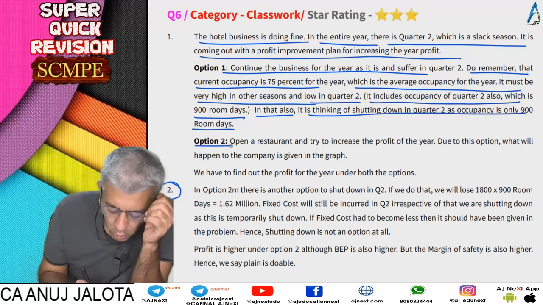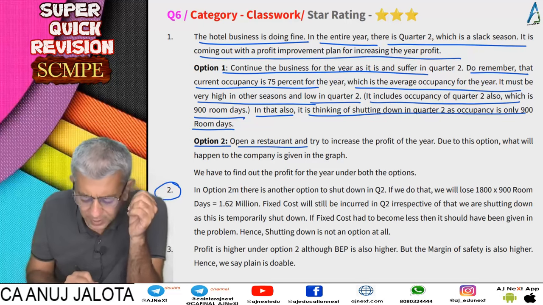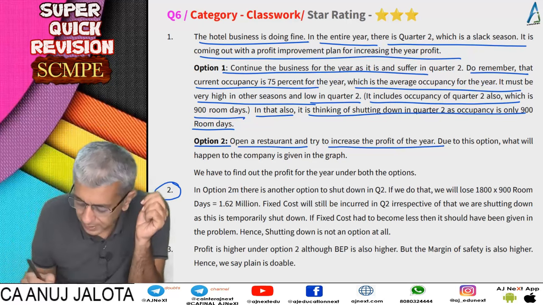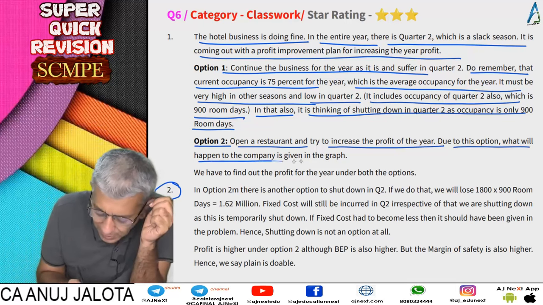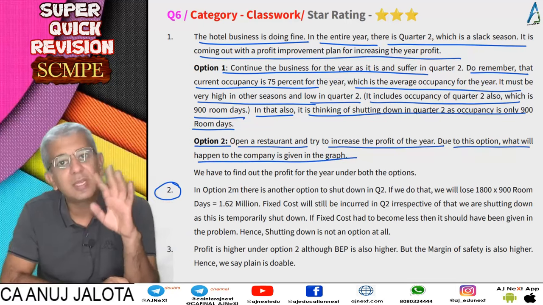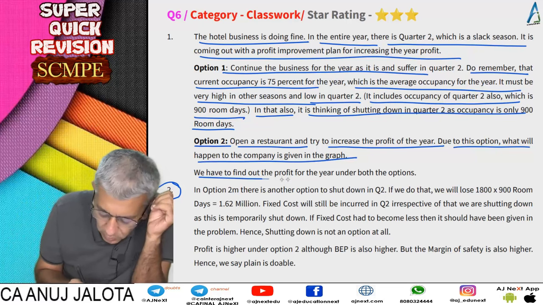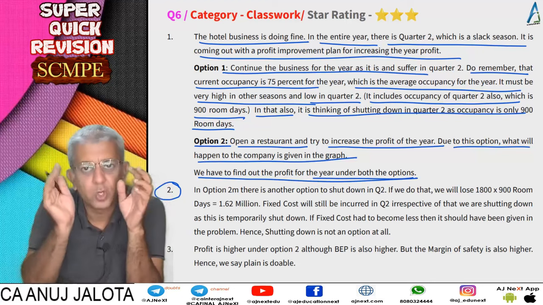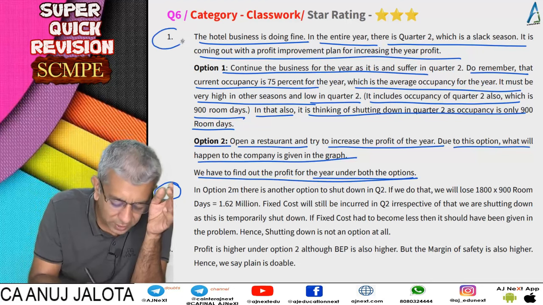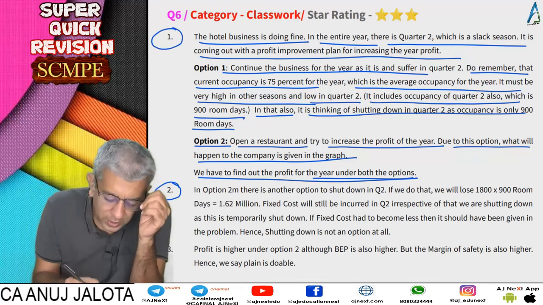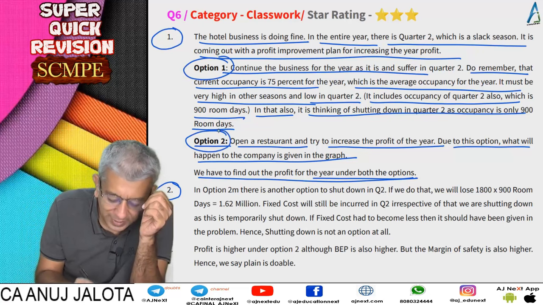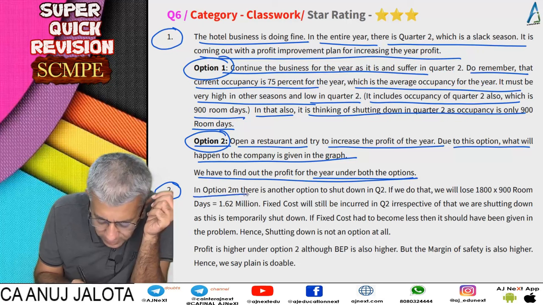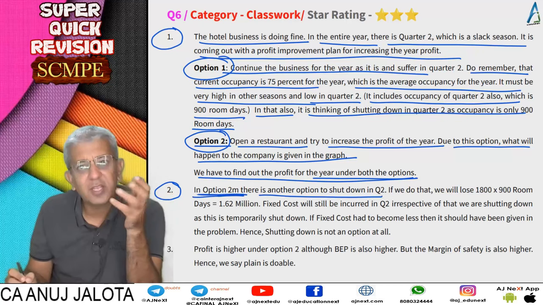Listen, option two, open a restaurant and try to increase the profit for the year. Okay, what will happen to the company due to this is given to you in the graph. We have to find out the profit for the year under both the options. Under both the options means if we continue as it is, or if we open that Italian style restaurant. Now, actually, there is one other option also. And what is that? That we can shut down in quarter two.